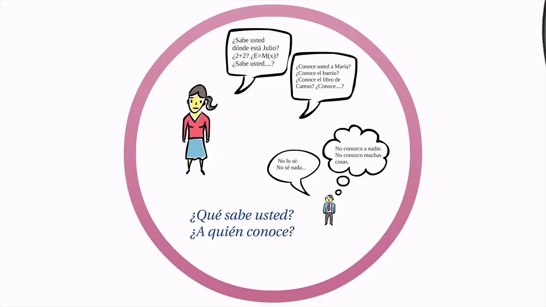So our little lady up there is asking some questions of the poor tiny man who doesn't know anything. She says, ¿Sabe usted dónde está Julio? ¿Sabe usted dos más dos? ¿Sabe usted? And on and on and on. The little man says, No lo sé. No sé nada. I don't know. I don't know anything. Perhaps good phrases to learn.